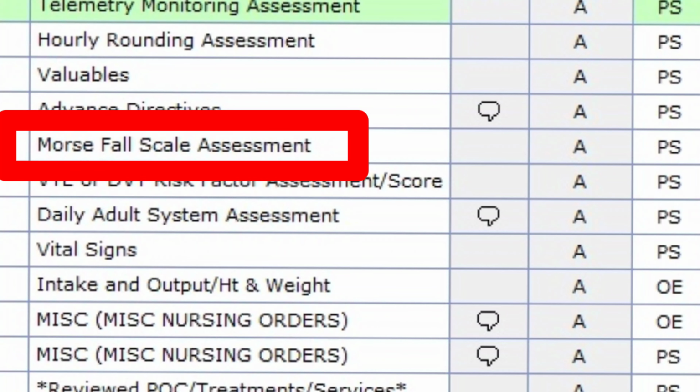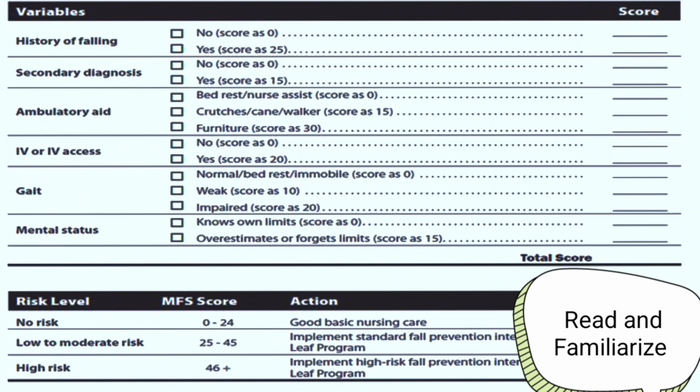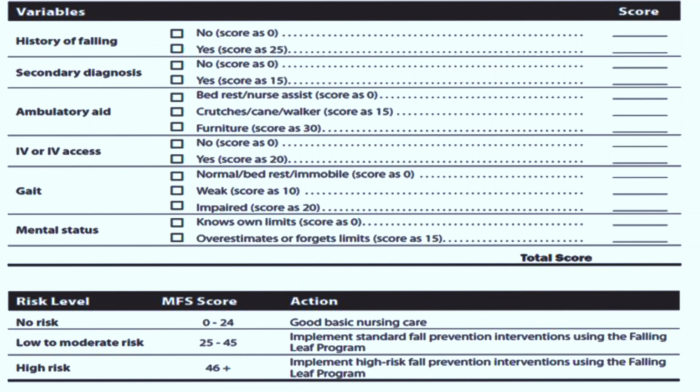The next, one of the most common forms that you will definitely encounter, is the Morse Fall Scale assessment, okay? So this is really common. One thing I can give as a tip about this is, please read everything, okay? It will be hard the first time, but after doing it a couple of times, you don't really have to read it. You just have to score.